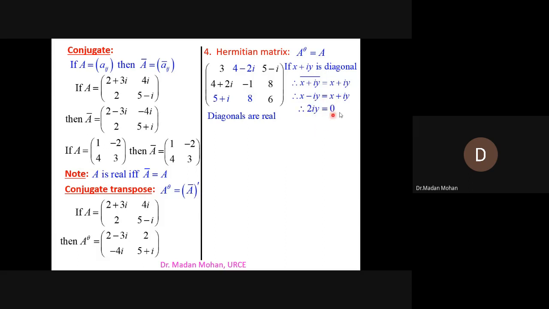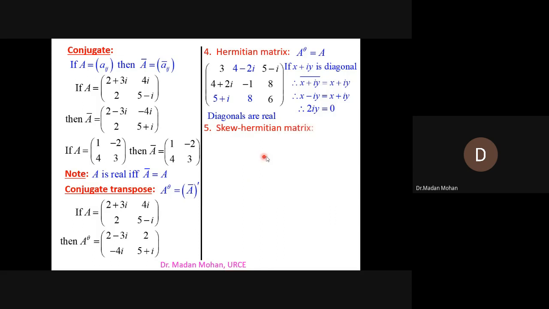Therefore, y is 0. Whenever x plus iy is a diagonal element of a Hermitian matrix, this y value should be 0. It means the element is real. The diagonal elements of a Hermitian matrix are real. Okay, next.